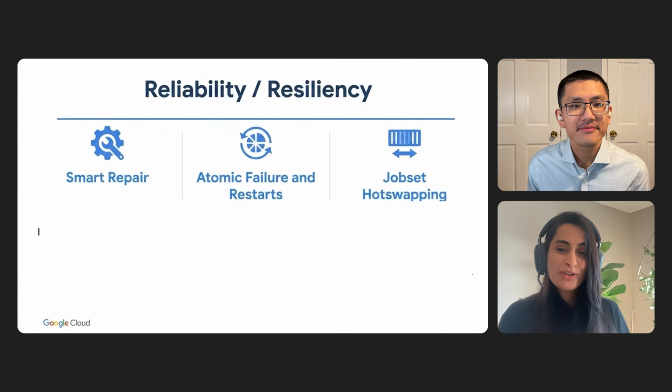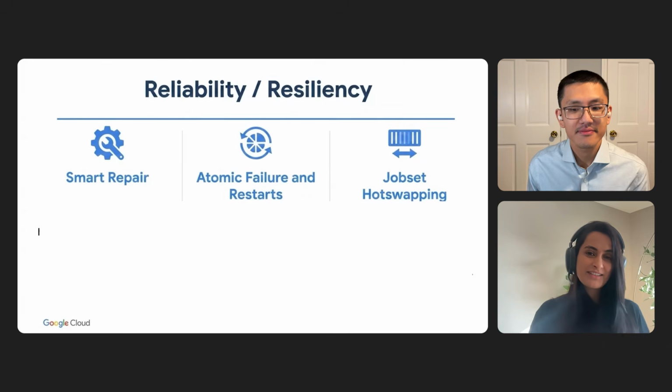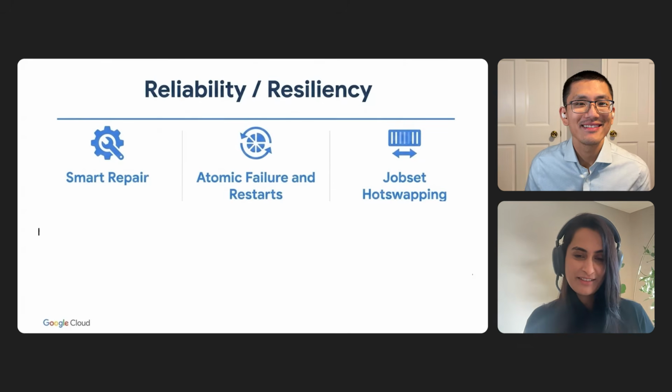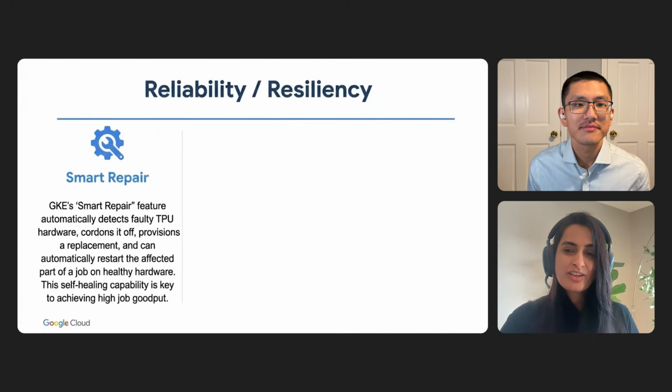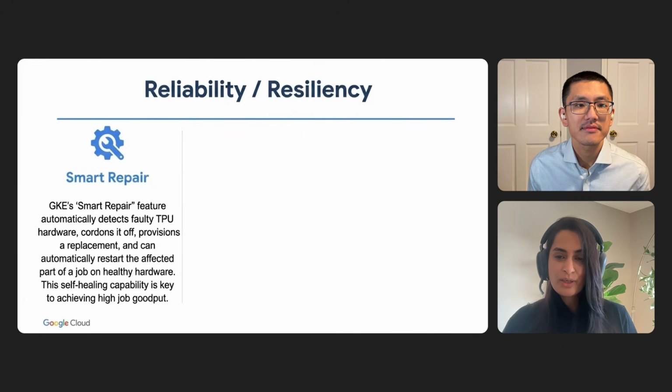Then the most important piece that I've kept for last is the reliability and the resiliency. You can see that the GKE Smart Repair feature is peace of mind for your most expensive workloads. With TPU slices, where we are talking about hundreds and thousands of chips, everything running perfectly for hours or even days of run, you do get an alert. You do have a single node failing in this giant interconnected slice, right? Then what do you do? This is basically a traditional nightmare scenario.